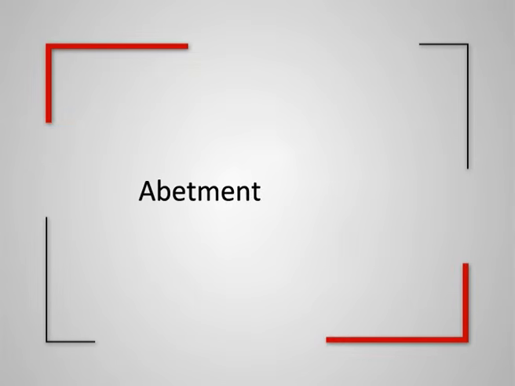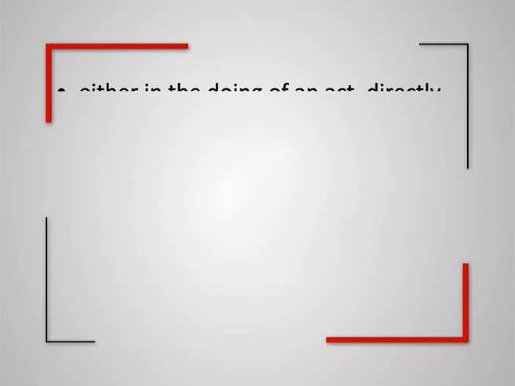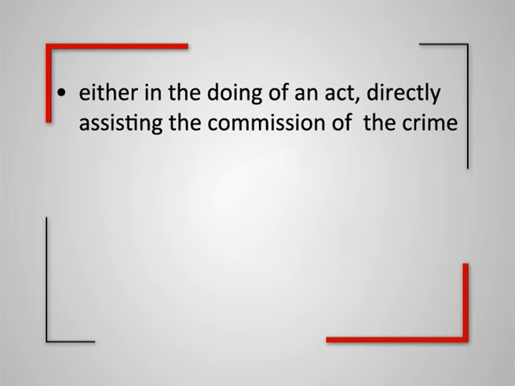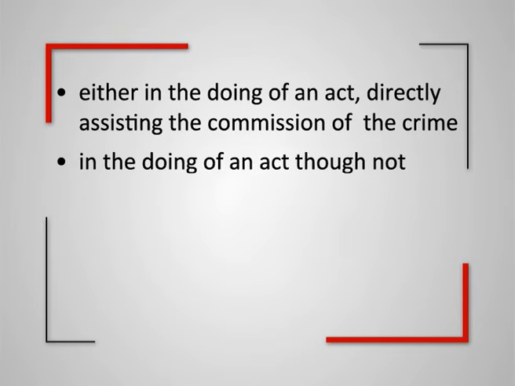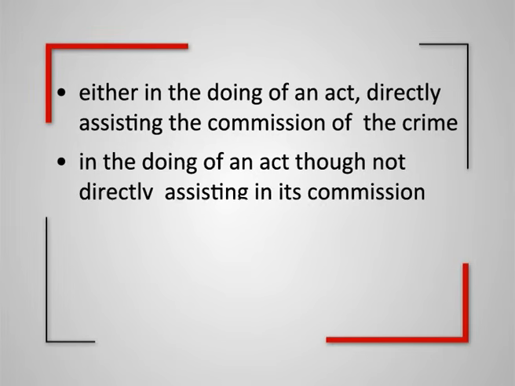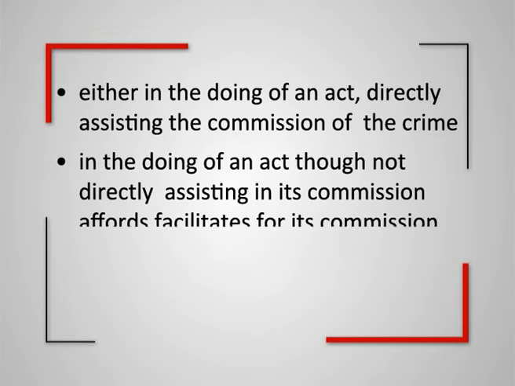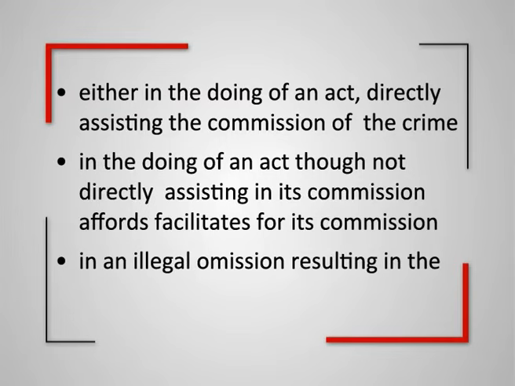The second one is abetment by aiding. It consists of, number 1, either the doing of an act directly assisting the commission of the crime, or number 2, the doing of an act which, though not directly assisting in its commission, affords facilities for its commission, or number 3, an illegal omission resulting in the same consequence.